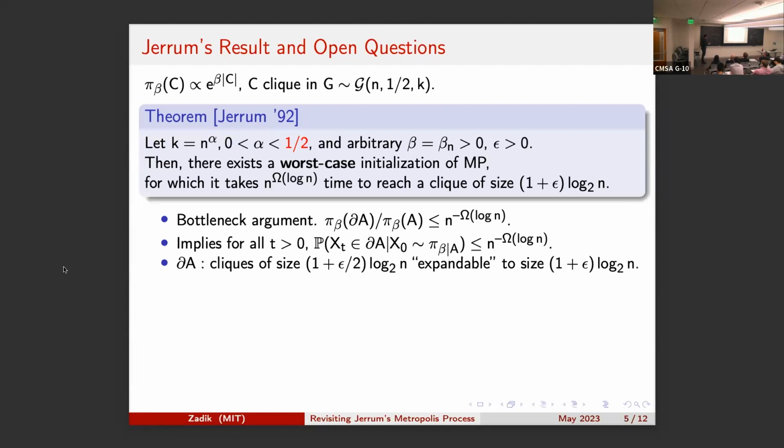In this case, how does the clique space look? There's the empty clique somewhere here. Most of the mass is around log n size, right? So this is the cardinality. And then there is this maximum 2 log n clique. So you need to cut somewhere here to have all the 1 plus epsilon log n cliques on the one side.